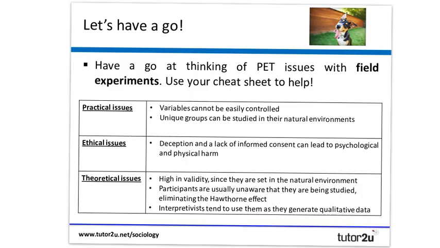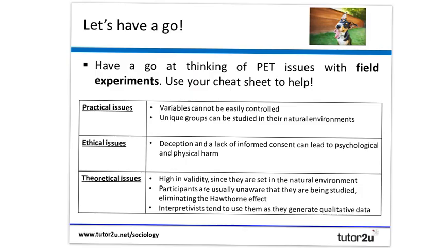Ethical issues. Deception and lack of informed consent can lead to psychological and physical harm overall, because obviously when we're in that field experiment, we don't want to allude that we are researchers to an extent, because that means that they could potentially change their behaviour. Then we've got theoretical issues here, so it's high in validity since we are in their natural environment. So we're going to see that true to real life behaviour emerging and being done quite well.